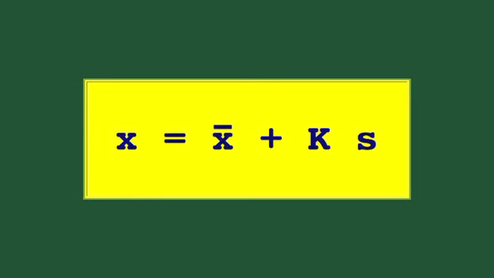The frequency factor is used in fitting distributions with the method of moments. Any random variable can be expressed in terms of the mean and standard deviation as follows. In which K is the frequency factor, defined as the difference between the value of the random variable and its mean, divided by the standard deviation.